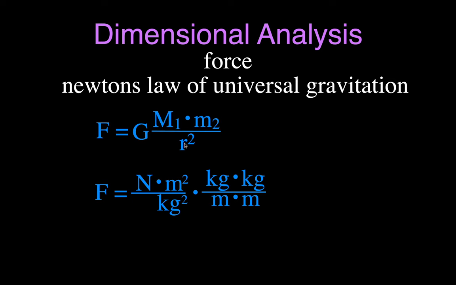And on the bottom, it's meter squared. So I put down meter. I could have just put down meter squared. That meter squared will cancel with this meter squared. And this 2 kilograms becomes kilogram squared, and that cancels with that one. So when we cancel everything out, we're just left with newtons, and that's what we want.